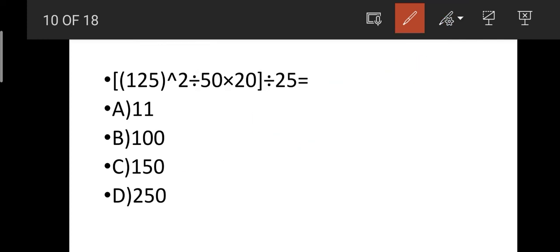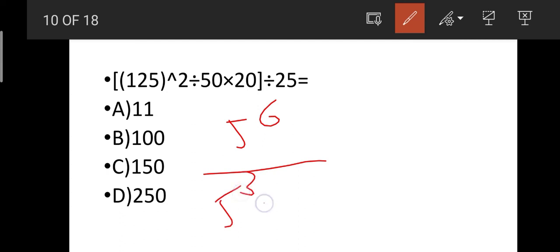You can observe here that 125 is nothing but, in our previous videos like in number series, I have told you to know all the squares and cubes. So how can we write 125? We can write it as 5 cube. So power 2, it becomes 5 power 6, and then divided by 50 into 25. We can know it, right?